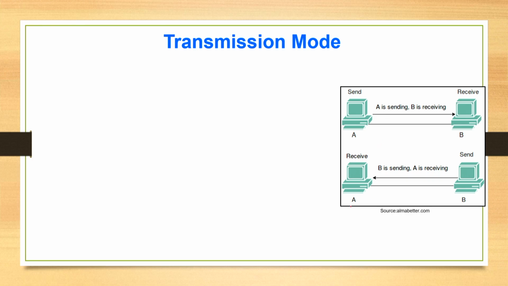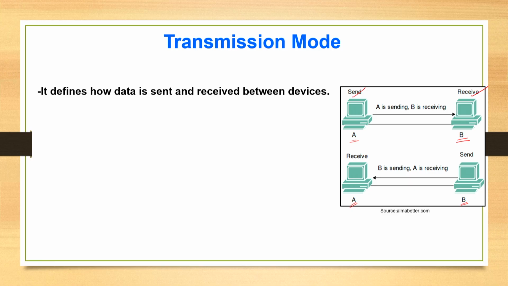From this diagram you see there is one sender and one receiver. The sender sends the data and the receiver receives it. So this is the transmission of data, meaning data is transferred from sender end A and receiver B receives it. But in this case, B becomes the sender and A becomes the receiver. So what exactly is the transmission mode? It defines how data is sent and received between the sender and receiver, or you can say between the devices.